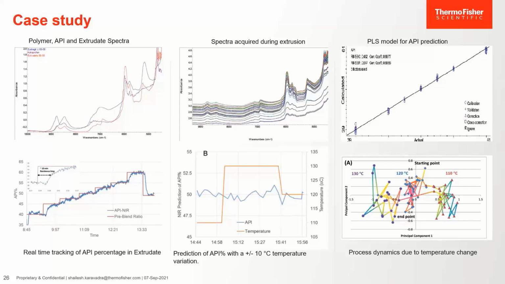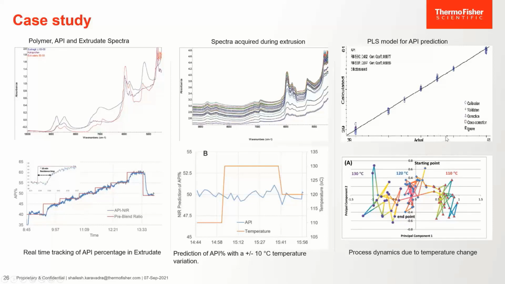There was a mean-centered pre-processing done on the spectra, and the method created is demonstrated here, the PLS model for API prediction. We got a correlation coefficient of 0.998 and a root mean square error of calibration of 0.43%, and that of prediction from the validation group is 0.62.